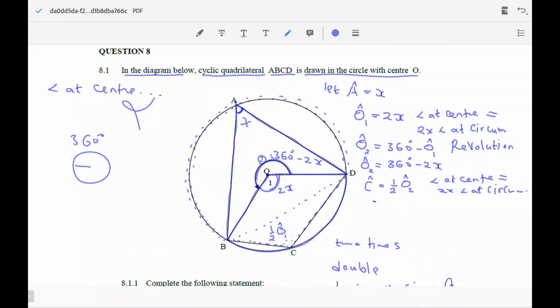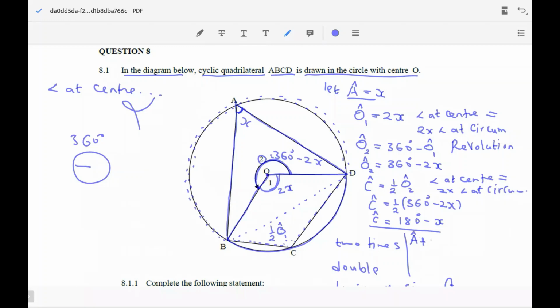So that means C would equal a half of 360 degrees minus 2x. So you apply your algebra. Remember the distributive property of multiplication. A half multiplies 360. So 360 times a half gives us 180 degrees, minus 2x times a half, which gives us 1x, which is just x. So now we have got our angle C in terms of x and angle A in terms of x. So let's add and see if they will indeed give us 180 degrees.